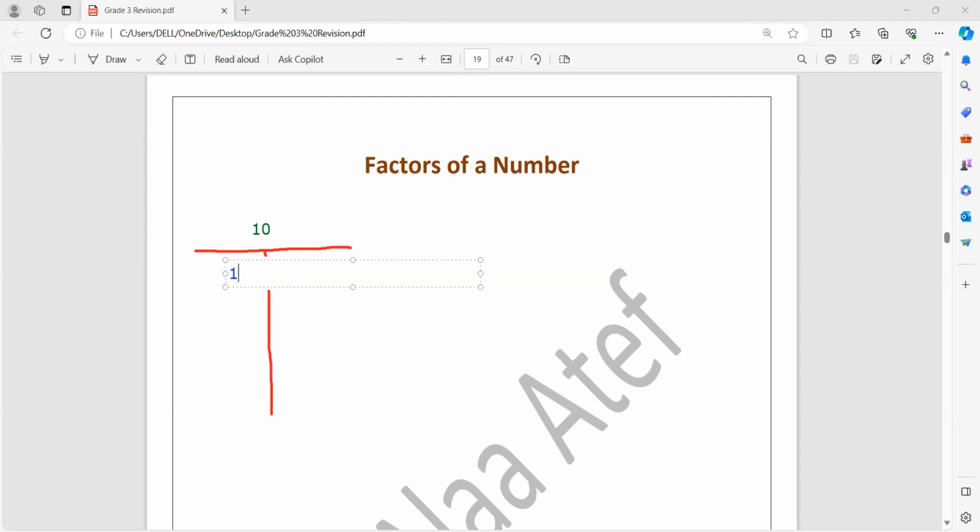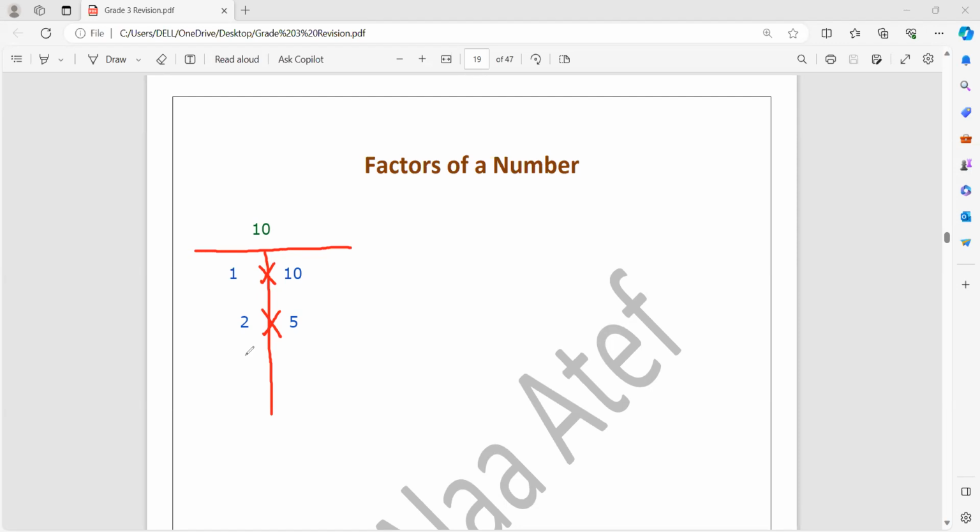So do you know timetable 1? 1 times 10 equal 10. So here 1 times 10 equal 10. What about timetable 2? Can you find in timetable 2 10? Yes, we have 2 times 5. So put 2 and put 5. So 2 times 5 equal 10.